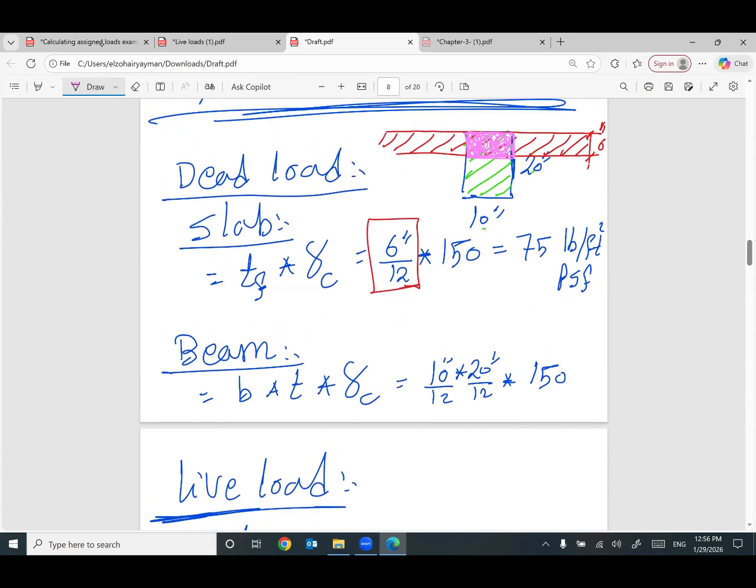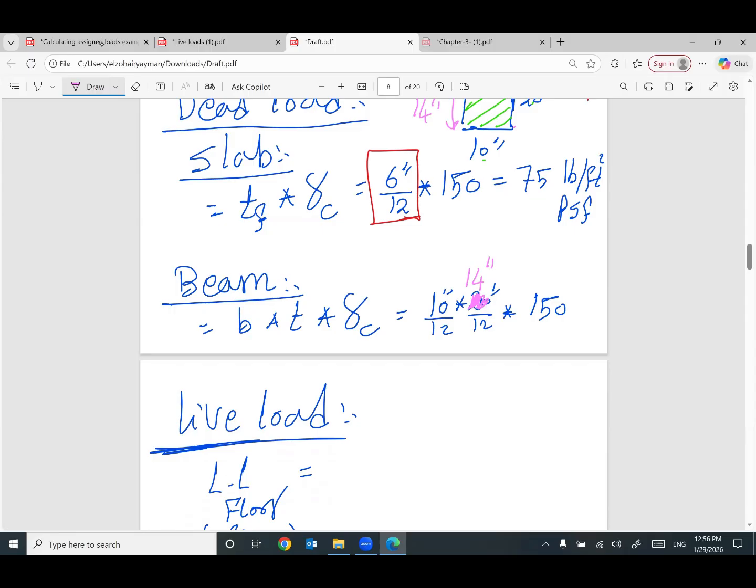So the best way is to consider this 20 as 20 minus 6, which is 14. This 14 comes from subtracting 6 from 20. This is the correct and more accurate calculation. So the value will be 10 divided by 12 times 14 divided by 12 times 150. I got 145.8 pound per foot.